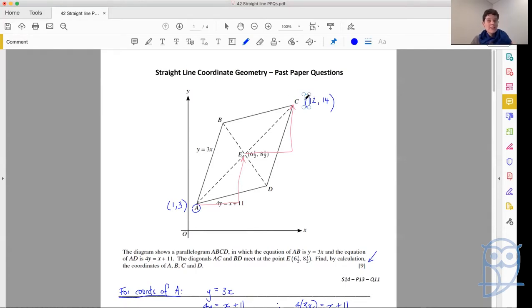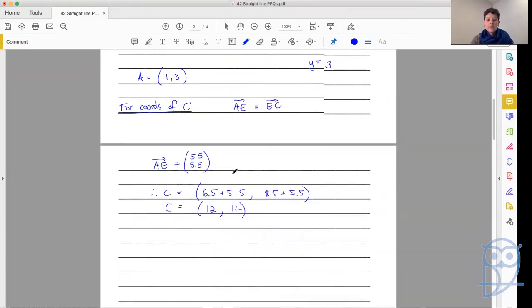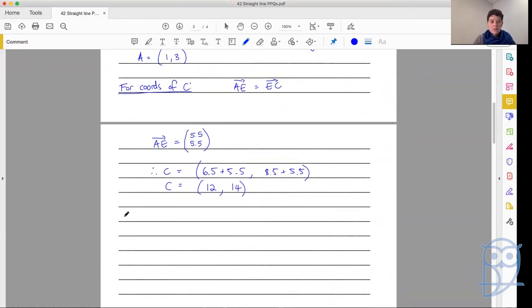We've got a point, and if it's a parallelogram, we have something to do with gradient, because these two sides are parallel, and we have this one. This is now y equals 1/4 x plus 11/4. So we know the gradient of that, therefore we know the gradient of the parallel side, and when we've got a gradient and a point, then we can use y minus y1 equals m times x minus x1. And then we can intersect to get B. So, next one, for coordinates of B.